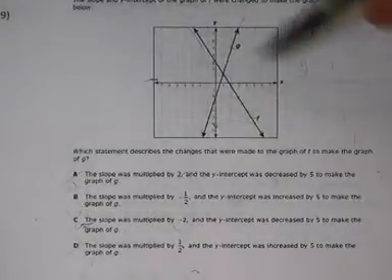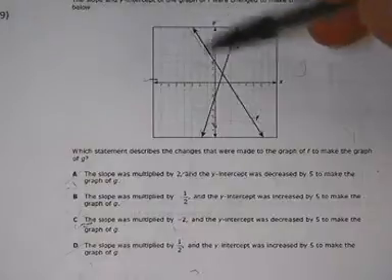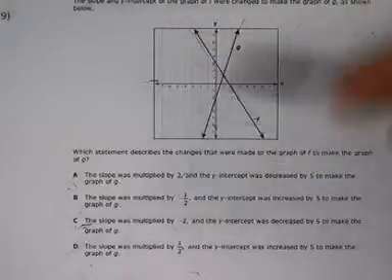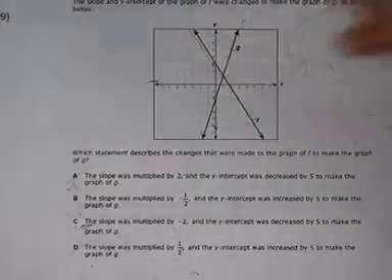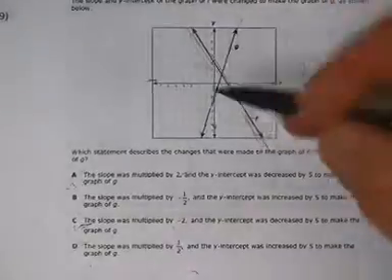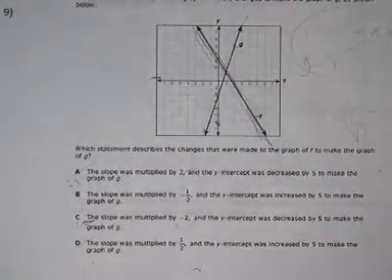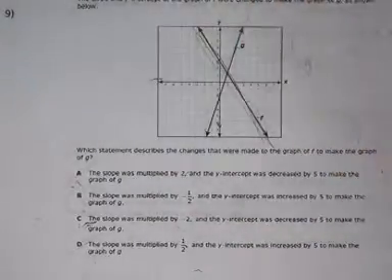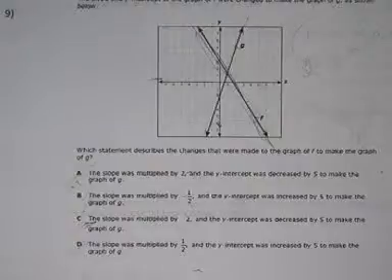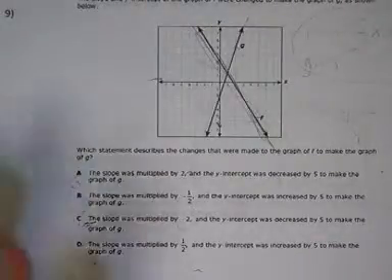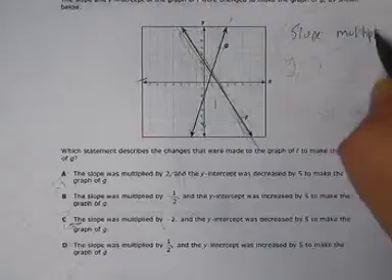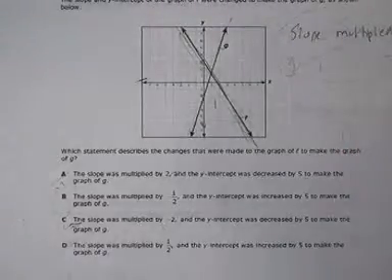We have these two graphs. Essentially, F had its slope and y-intercept changed to make G. We have to describe what those changes are. To start out with, F is a negative slope, G is a positive. That means whatever the slope was, it was negative to begin with, and if we multiplied it by something and we got a positive, the only thing you can multiply a negative by and get a positive is another negative, which means the slope was multiplied by a negative number.